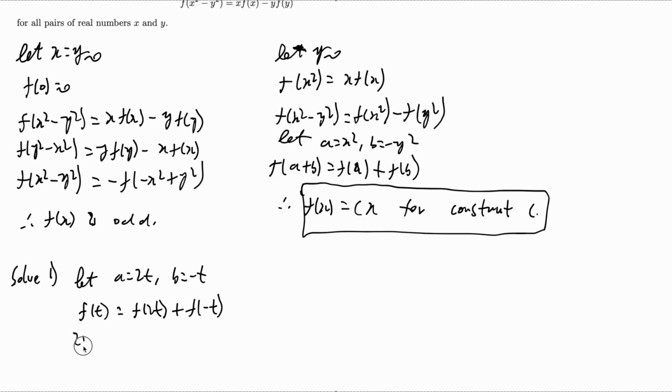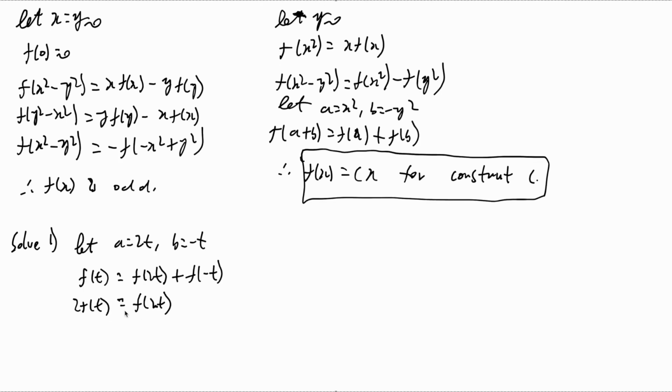So because this is odd, we can spit it out, I would say. Yeah, we could spit it out. Yeah. So equals f of 2t.